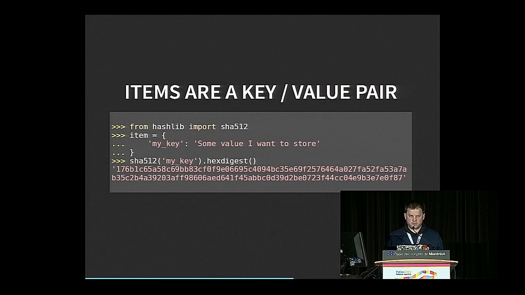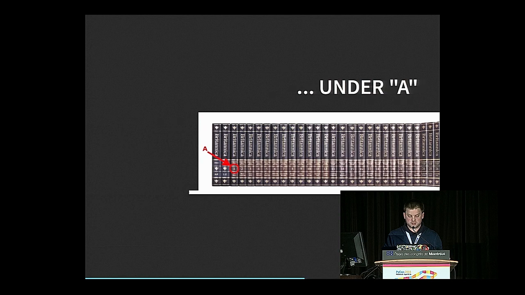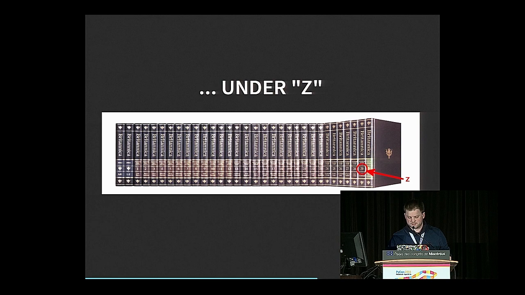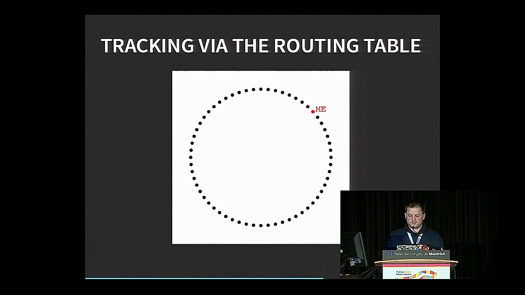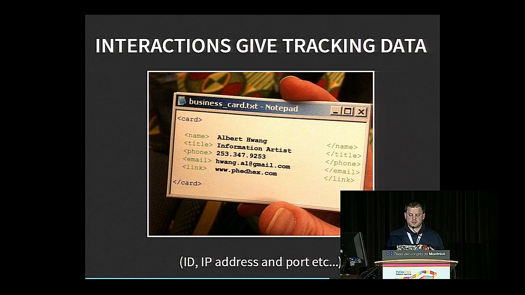So it's similar to understanding where to look things up in a multi-volume encyclopedia. Articles are words, keys, and associated definitions, values, that are stored in volumes that cover some particular alphabetical range. So aardvark belongs under A, and zebra belongs under Z, because I'm from the UK. So, how do nodes know where to look? Well, each peer maintains a local routing table that tracks the state of its peers. And all interactions result in an exchange of status information between nodes, and that's how the routing table is first populated and how it's kept up to date as well.